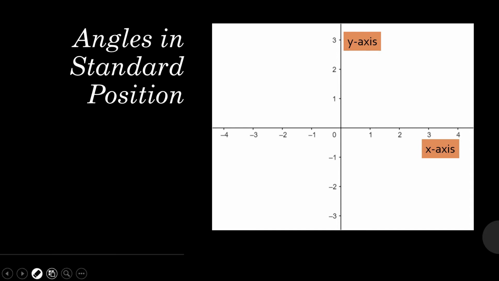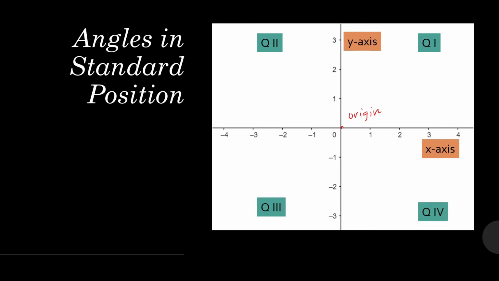The x-axis is a real number line that is horizontal, and the y-axis is a real number line that is vertical, and they intersect at 0. This is called the origin. Our two axes divide our plane into 4 quadrants, and we name them counterclockwise. So this is what we call the first quadrant, the second quadrant, the third quadrant, and the fourth quadrant.